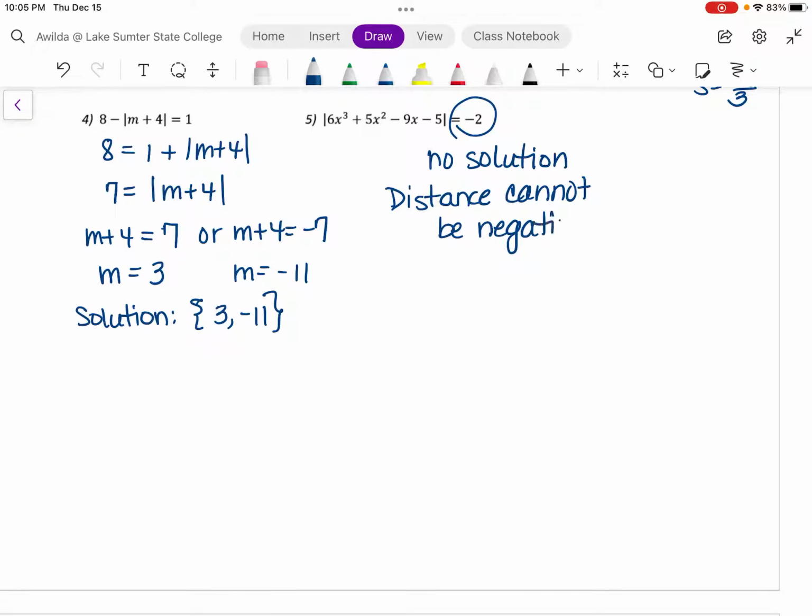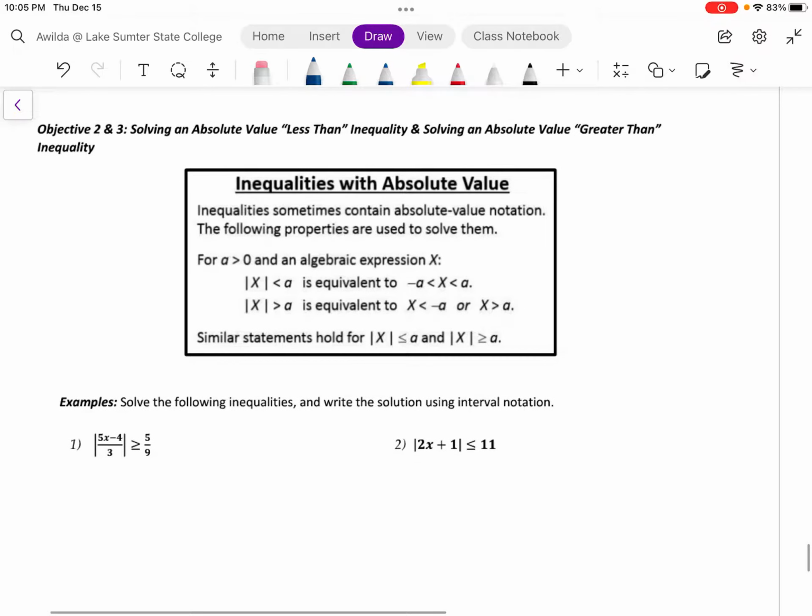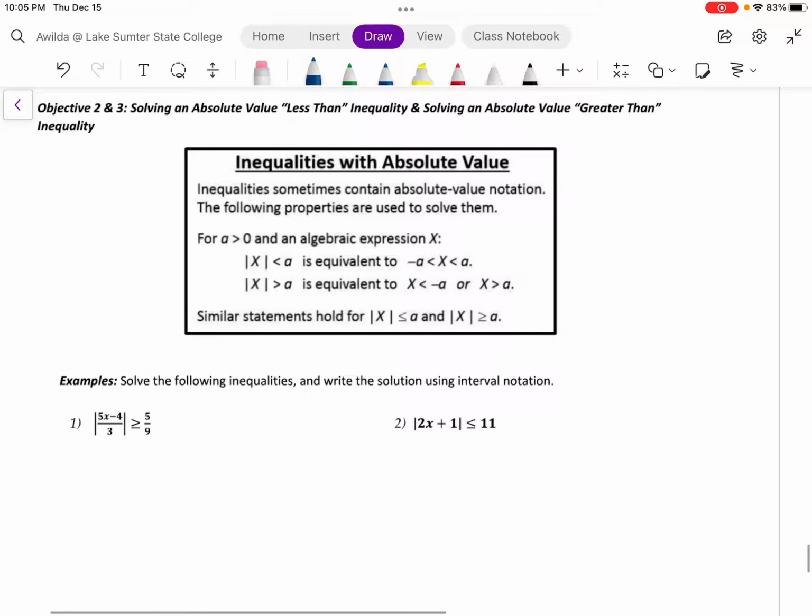So don't get carried away trying to follow a lot of mechanical steps when a simple pause to interpret what the absolute value is representing is going to save you a lot of trouble. Next, let's look at absolute value inequalities. If you understand that absolute value represents distance from 0 on the number line, then interpreting the absolute value as an inequality statement should be pretty simple.